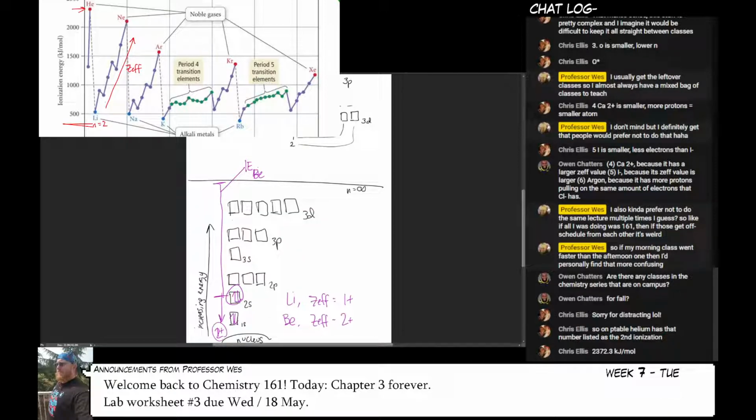So here's lithium, here's beryllium right here. And it's almost double, right? So it's about 500 versus about 1,000. So that checks out.